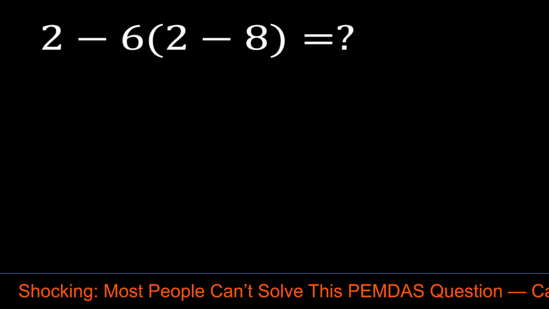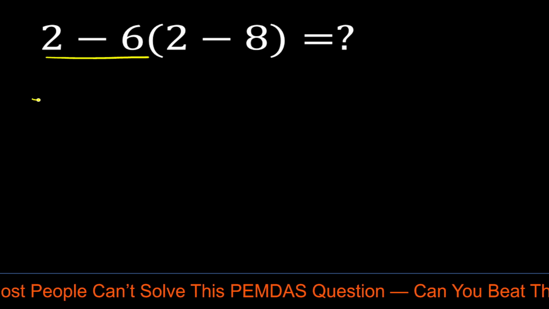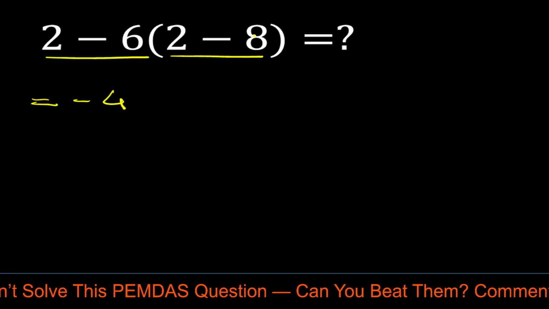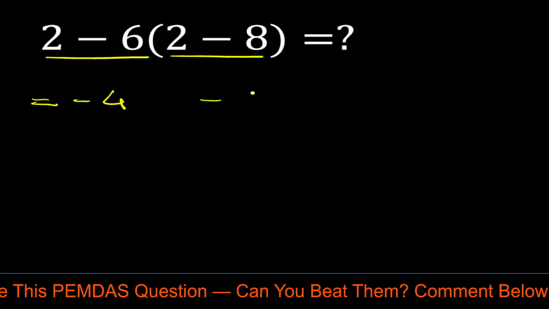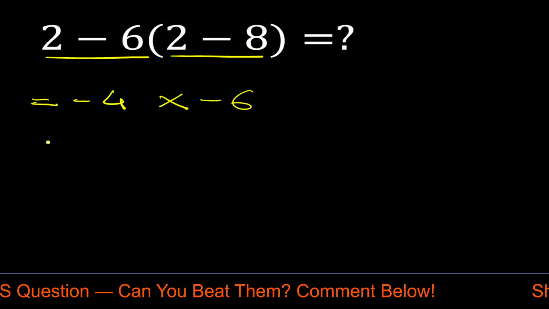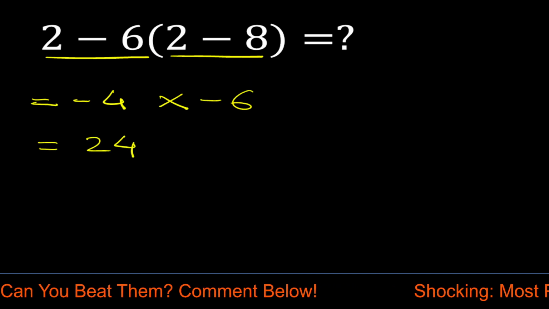So most people solve this question like 2 minus 6. So 2 minus 6 is equal to minus 4, right? Then 2 minus 8. So 2 minus 8 is equal to minus 6, right? Now minus 4 times minus 6. So minus 4 times minus 6 is equal to 24, right?